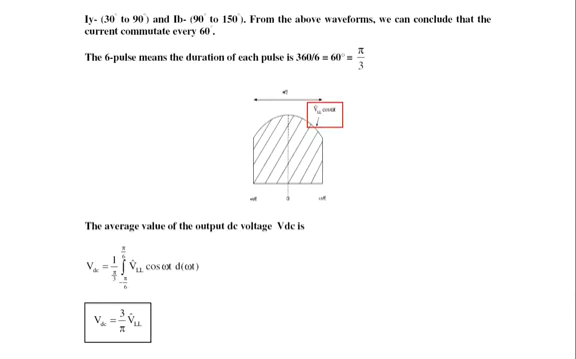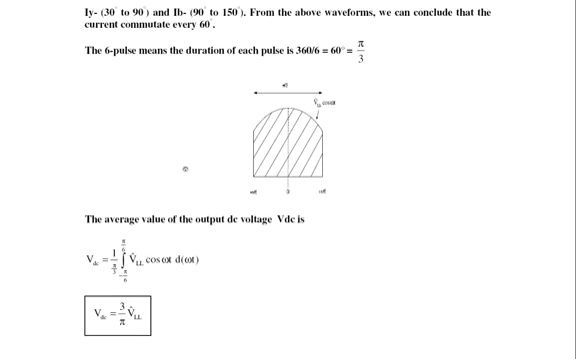Okay, so let's look at the integration. Each pulse is 60 degrees, so we're going to get the average value of the DC voltage. You have to divide by the duration of each pulse, 1 over pi over 3, and then your integration should be from minus pi over 6 until pi over 6, right? With respect to that limit.